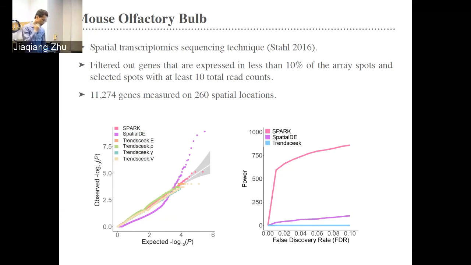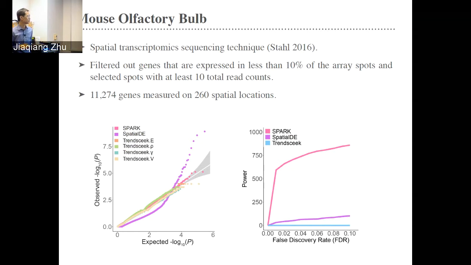Because here we already attain 80% power at the FDR of 0.05. So we apply our method to four different real data sets. The first one is the mouse olfactory bulb data, and it is based on the spatial transcriptomic sequencing technique. Following the general rule, we filtered out genes that express in less than 10% of array spots and selected spots with at least 10 total read counts. In total, we analyzed 11,000 genes measured on 216 spatial locations.